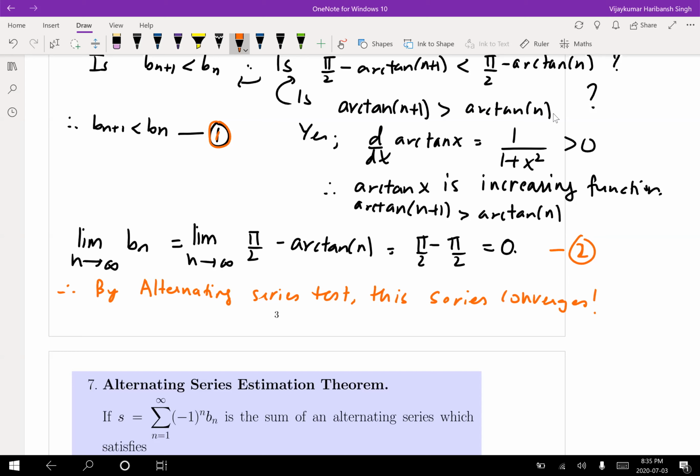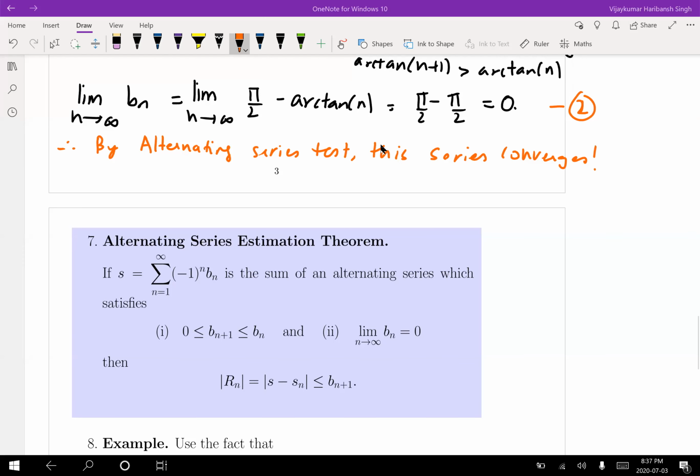So by the alternating series test, this series converges. Now we are interested in the following. You have this alternating series, and suppose it converges to S. Since it converges, we have b_{n+1} is less than b_n, and the limit as n goes to infinity of b_n is 0, right?